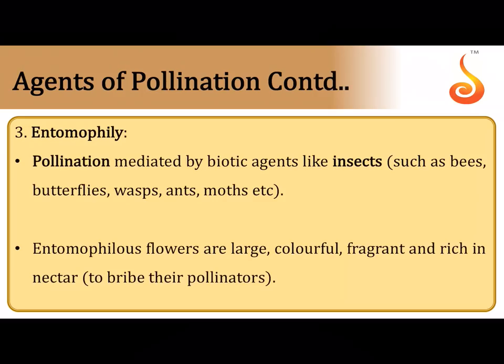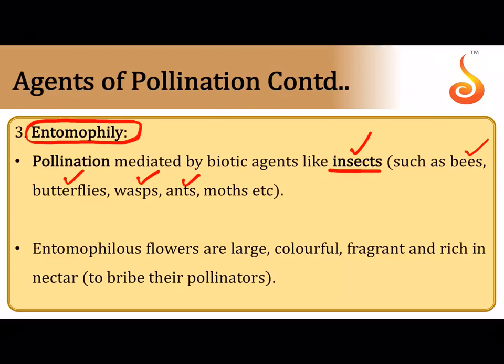The third type of pollination is pollination by means of insects, and technically, whenever insects bring about pollination, we call this process entomophily. Entomophily is pollination mediated by insects, such as bees, butterflies, wasps, ants, and moths.